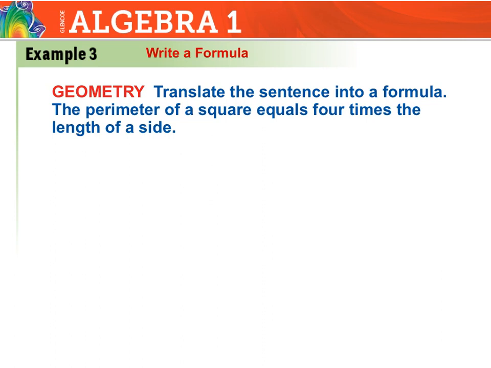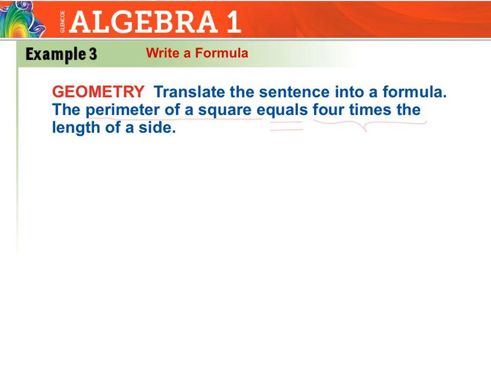All right, here we go. Translate the sentence into a formula. The perimeter of a square equals 4 times the length of a side. Okay. So perimeter equals blah, blah, blah. Okay? So perimeter of a square equals 4 times the length of the side.